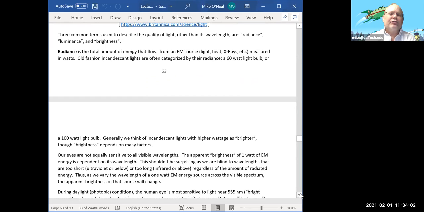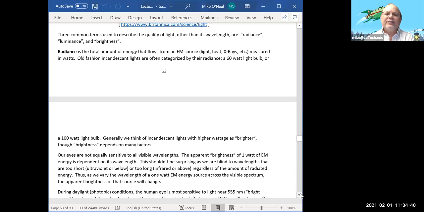In addition to color, there are other qualities of light. We try to capture the, I guess you might say, intensity of the light. And we've got different words for that. We've got radiance, we've got luminance, we've got brightness, we've got luminous flux. So what is radiance? Radiance is just the total amount of energy that flows from an electromagnetic source. And that is electromagnetic energy of all forms. So light and heat and X-rays, etc.